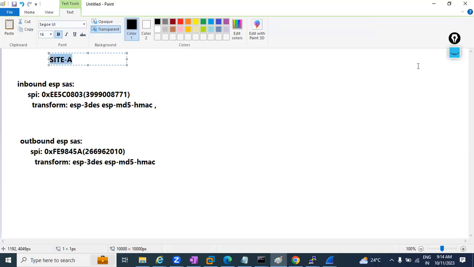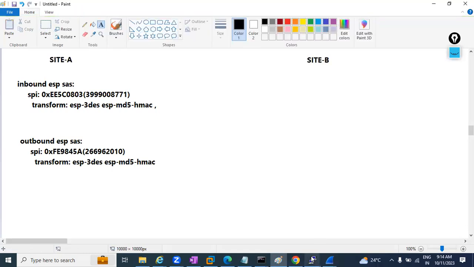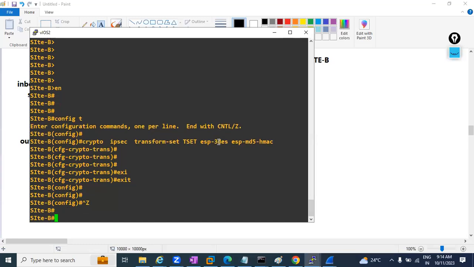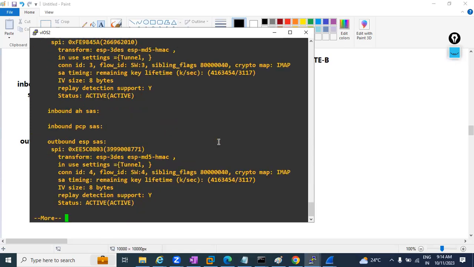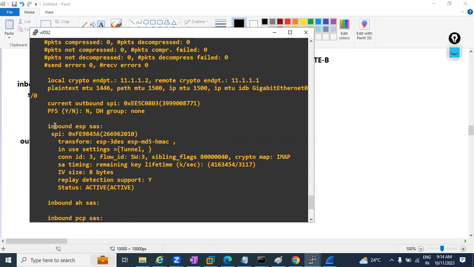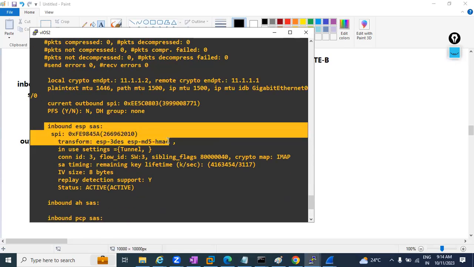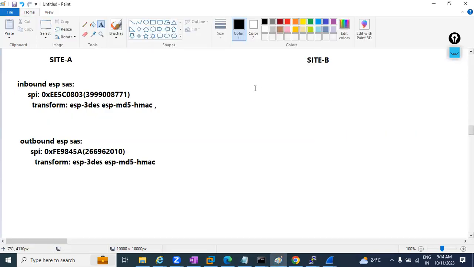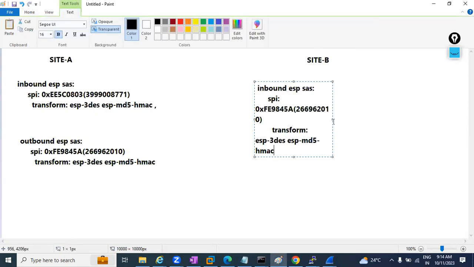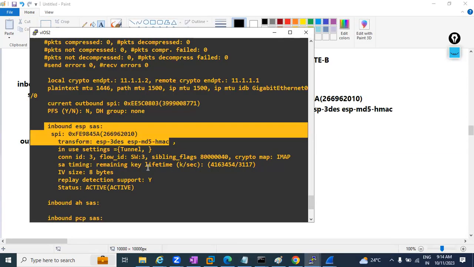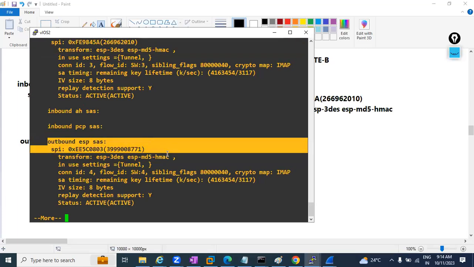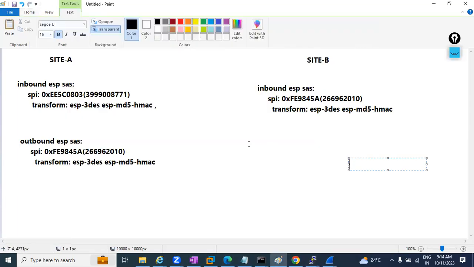Now let's talk about site B. For that, we have to get into the CLI. Use the command show crypto ipsec. So what is the inbound SPI we have? This is the inbound SPI we have here. And then what is the outbound SPI? This is the outbound for the site.